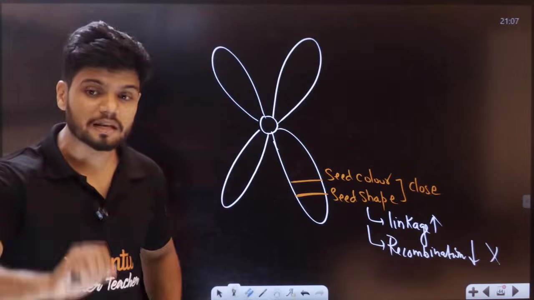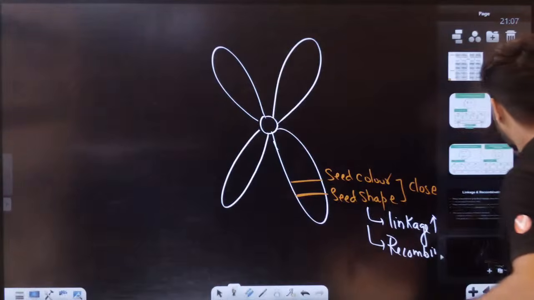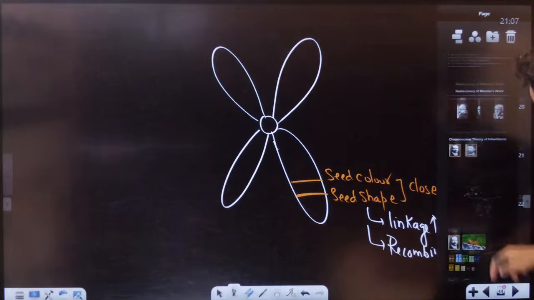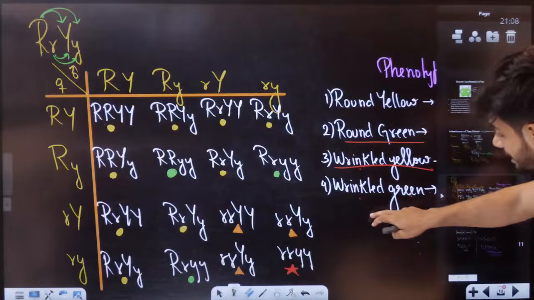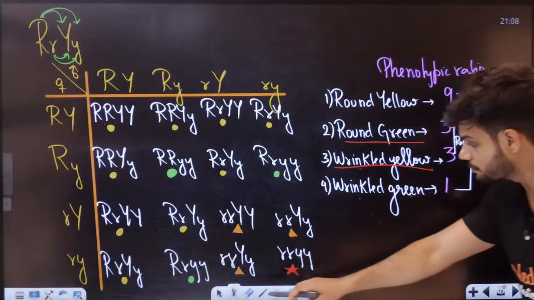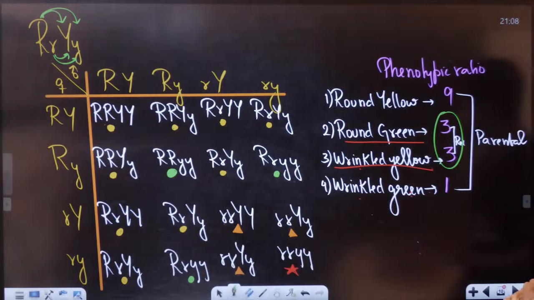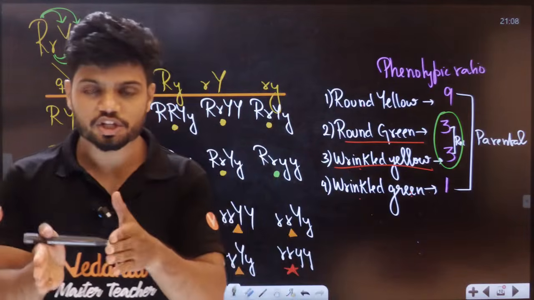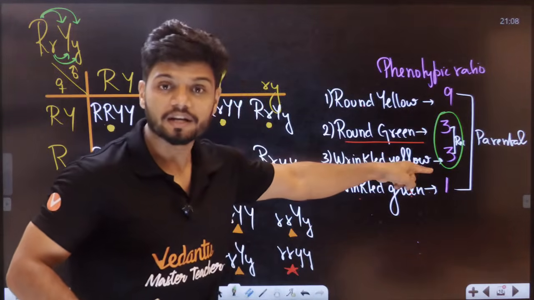Now, students, all of you tell me, if seed shape and seed color are very close to each other, do you think we would get this ratio here? Is it possible to get this ratio? Never. Because recombination is not happening. If seed shape and seed color are so close to each other, we would not get this recombination at all.